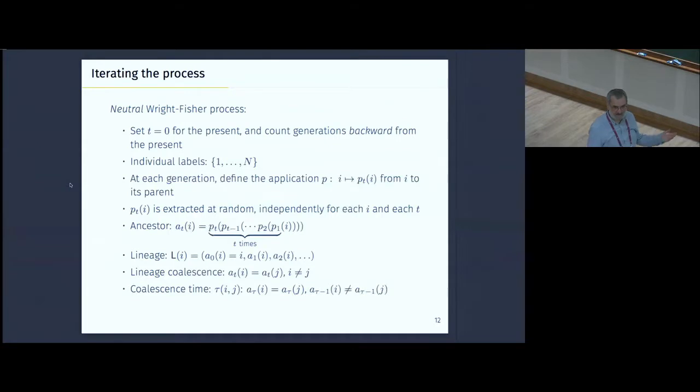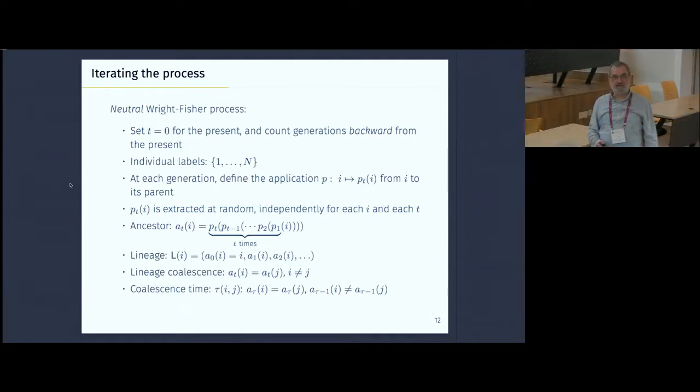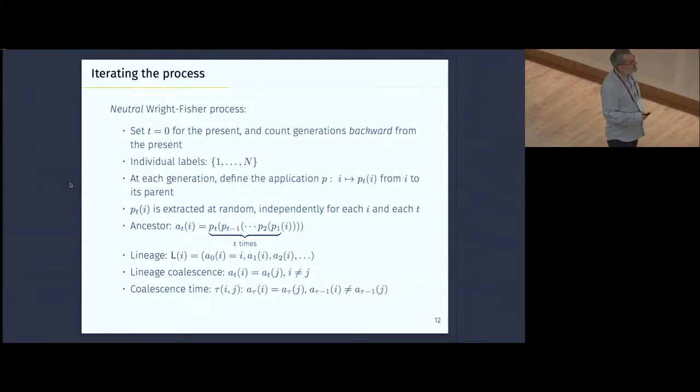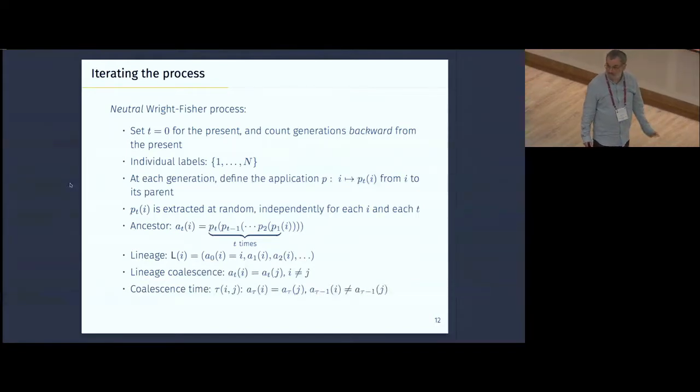We can label the individuals from 1 to big N, say, and at each generation we define an application P, which maps individual I to its parent in the immediately previous generation. So parent, and an ancestor is a parent or a parent of an ancestor, right? Now, this application is extracted at random independently for each I and each T. Just a mapping from I to one label between 1 and N.